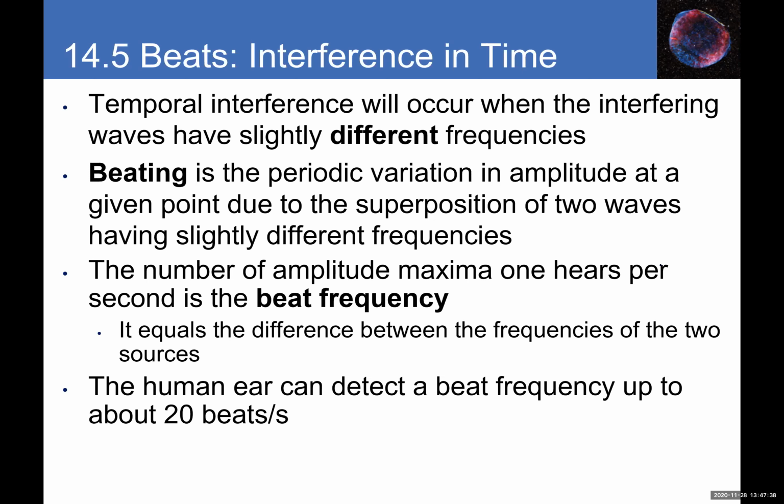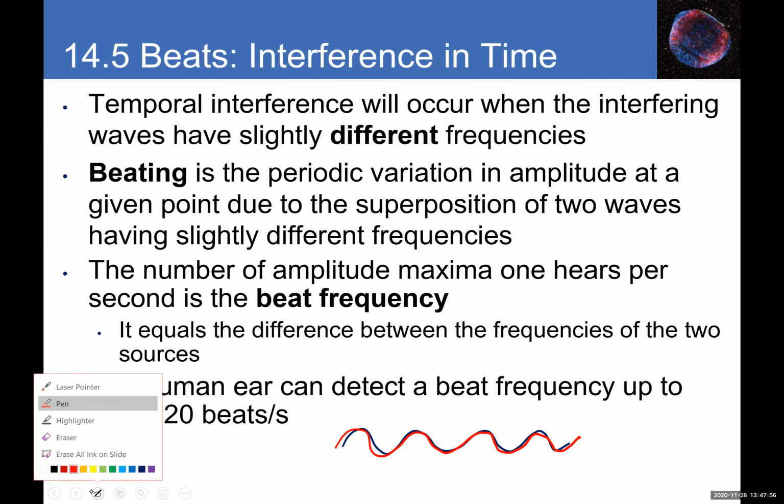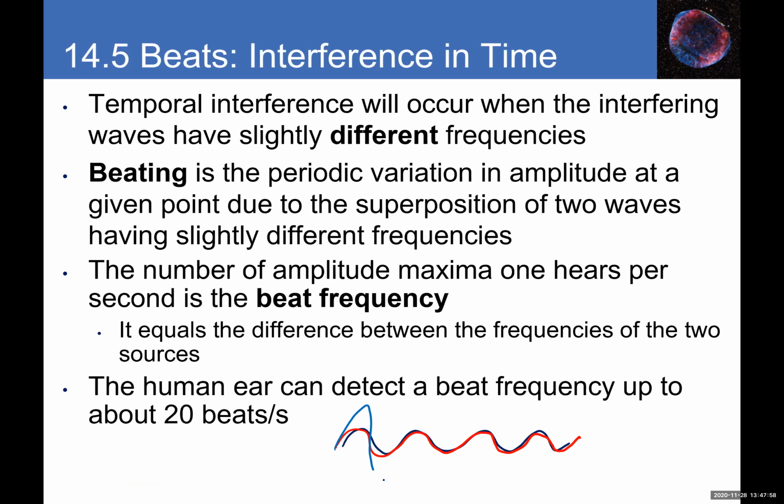So the beating is the periodic variation in amplitude at a given point due to the superposition of the waves. Think of it like this. So here's one wave. And if the second wave goes like this, it means they have basically the same wavelength, same frequency. And then when they interfere, they give me this. Okay. That means constructive all the way, right? There's absolutely no difference between them.